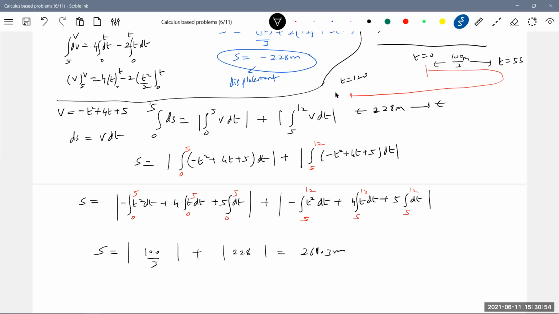Now, which one is negative? The one which is negative. The second one is negative, no? Okay, the reason why we took the mod is because the distance covered is needed. 228 is a displacement, minus. I think it's not tallying, no?